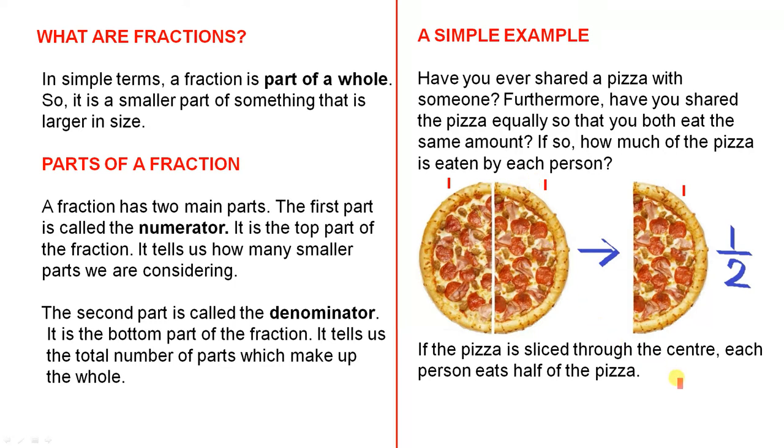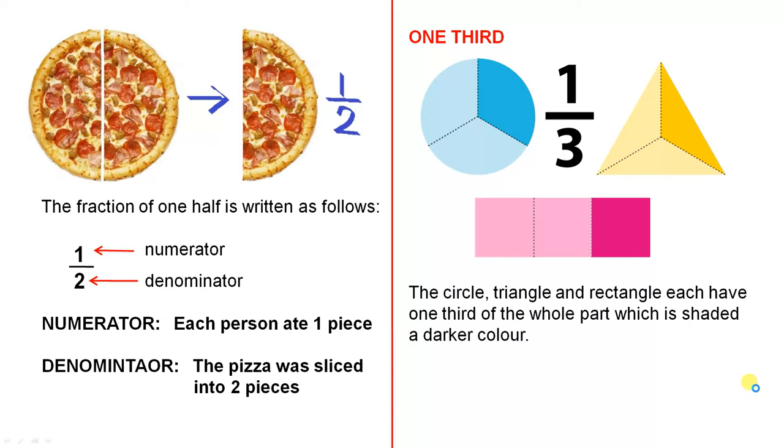If the pizza is sliced through the centre, each person eats half of the pizza. So the fraction of 1/2 is written as follows, 1/2, and we saw that here in the previous slide. I've just repeated this for ease of reference.